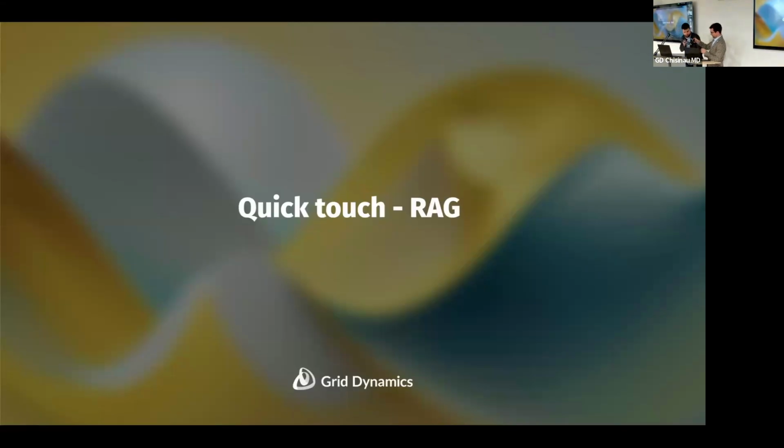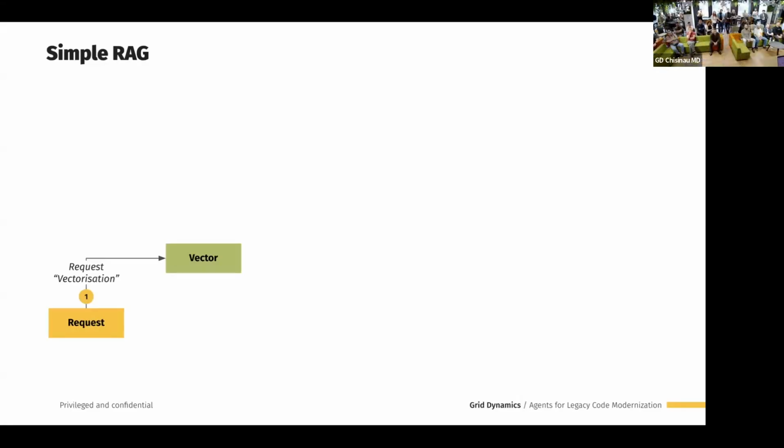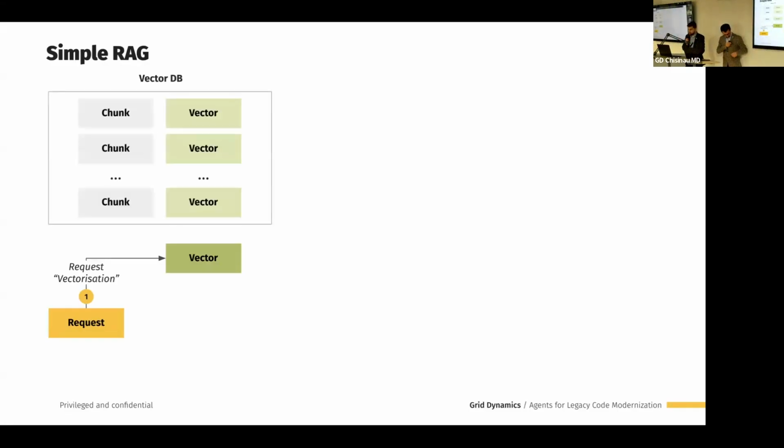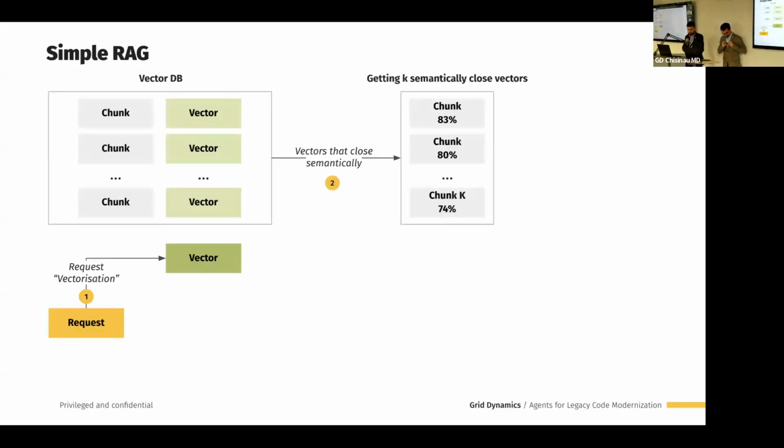Okay, guys, let's refresh in our memory what is actually RAG. I prepared a couple of schemas for you. In the simple RAG, first we start with the request. We take the request from the user, or it could be a Jira ticket as a request, as we see in the demo. We prepare the vector and then search for close vectors, close data, in our vector DB and get the chunks. We will talk about the chunks later.